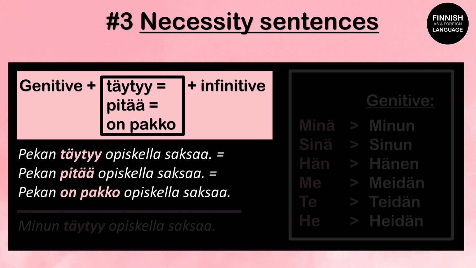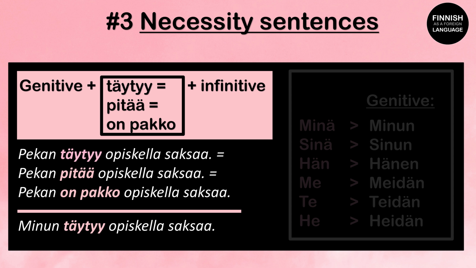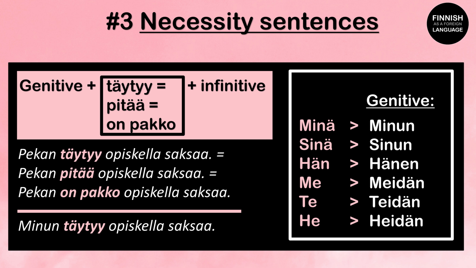Or we can also, for example, say minun täytyy opiskella saksaa, which means I have to study German. Now it's the right time to learn the genitive cases of the personal pronouns. So let's go quickly through them. The genitive case of minä is minun. Then we have sinun, hänen, meidän, teidän, and heidän. These are the genitive cases of the personal pronouns. Let's repeat quickly again. Minun, sinun, hänen, meidän, teidän, and heidän.